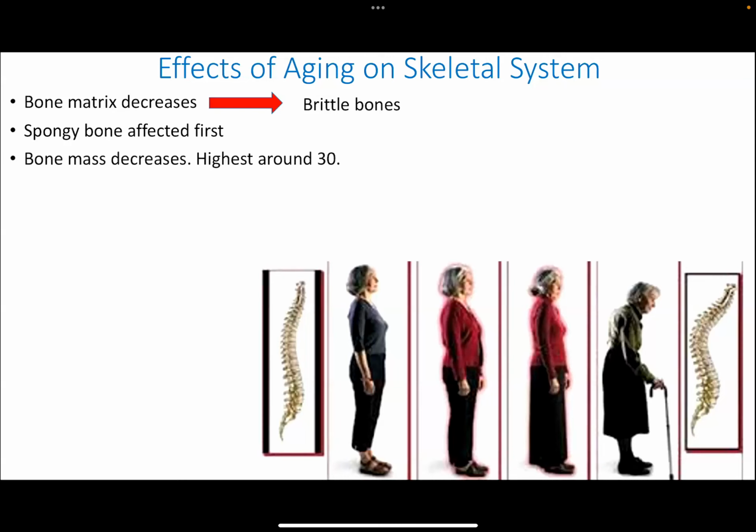The bone mass will also decrease as a person ages. Your bone mass is usually highest at the age of 30 years. So it's really important to take care of your skeletal system even after 30 and as you get older, especially as the life expectancy increases.